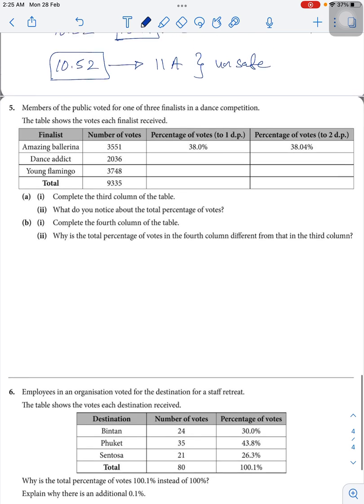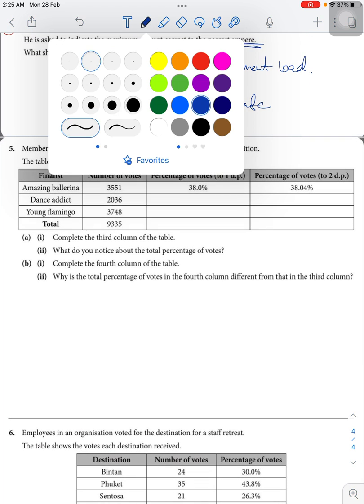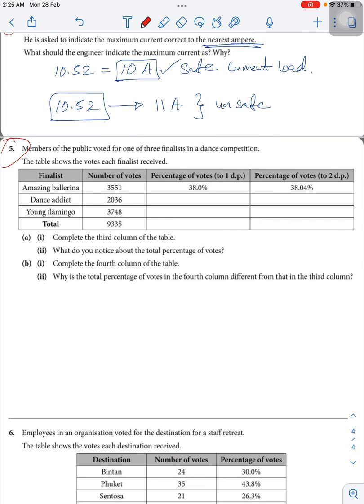Okay, maybe I'll just do one more. We'll do this as well. Okay, so let's work it out. Can you use your calculator too? This is the total number of votes, so you need to calculate for each and every one of them. So 2036 divided by 9335, you should get 21.8%, because it's all 1 dp.